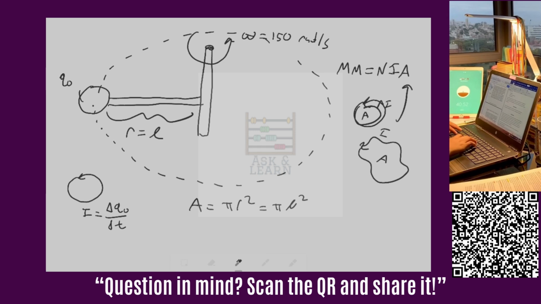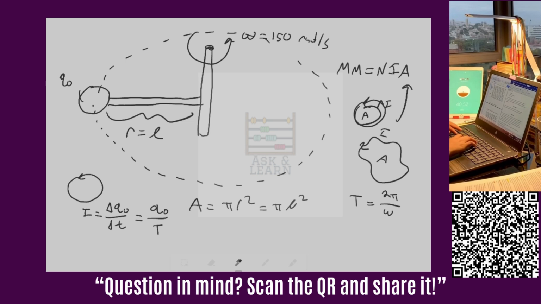So if we want to figure out the current going through this loop here, we just take the charge that goes through, which is Q naught, divided by how long it takes to go around once, and that is a period, right? And we know for something rotating at an omega, the period, the time it takes to go around once, is given by, well, how many radians are in a whole circle? 2 pi. And then we divide that by omega. So that gives us how long it takes to go around once.